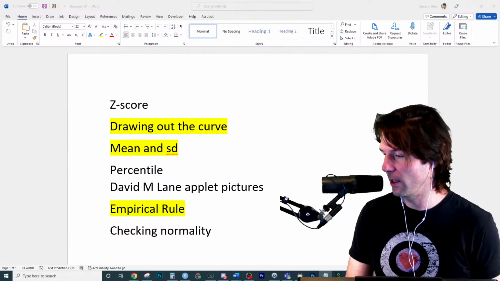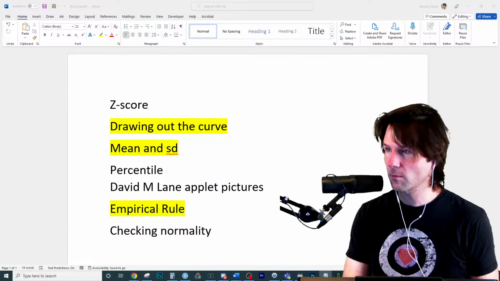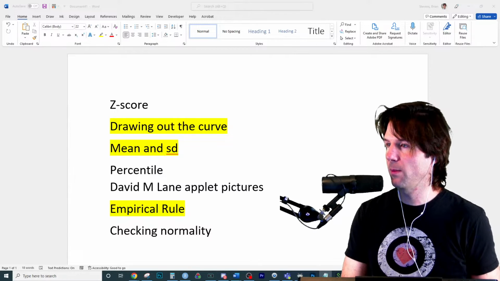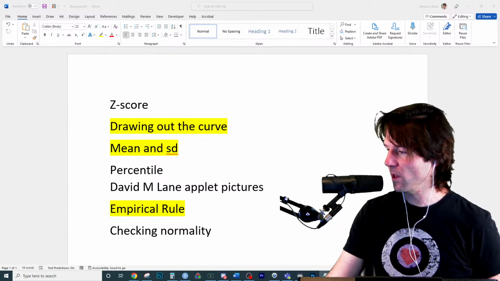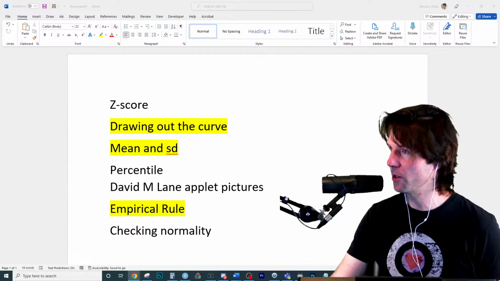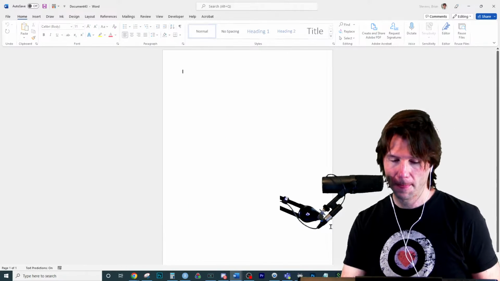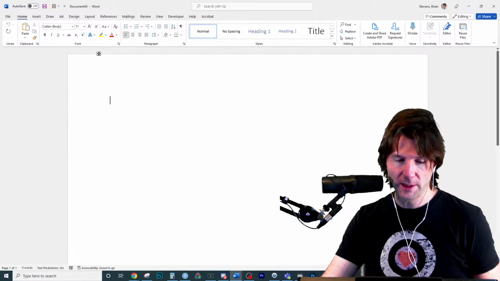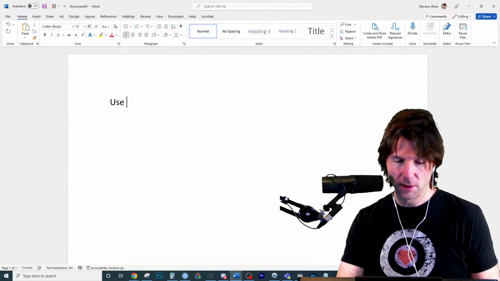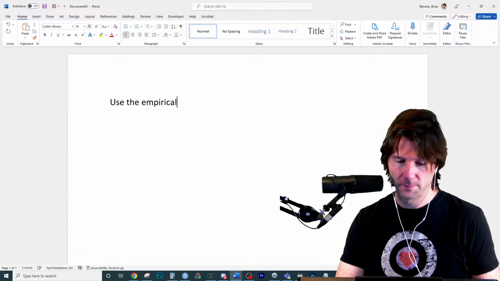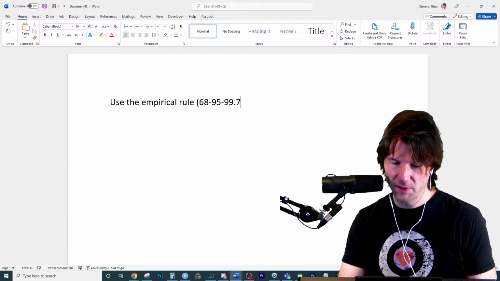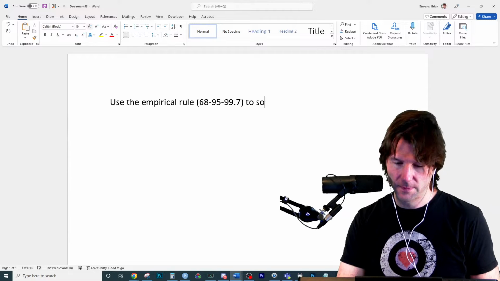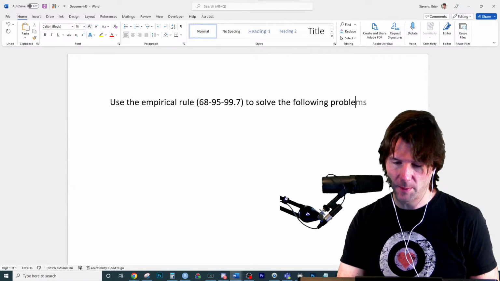Okay, so let's take a mark right here. Stat 201, example test problem, chapter 5, empirical rule. Okay, association correlation, we could do some of that here. With these problems, it usually says use the empirical rule, 68, 95, 99.7, to solve the following problem below.